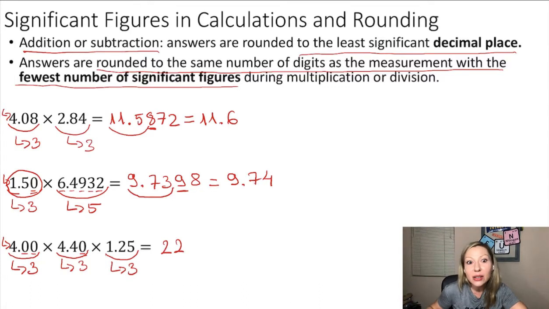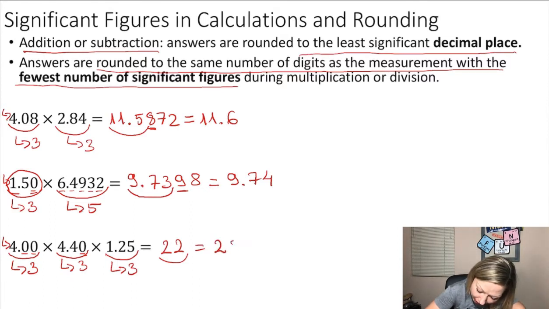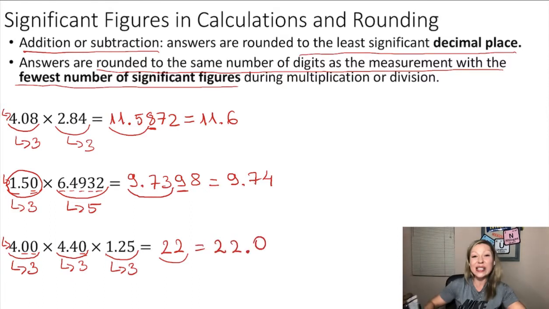Now, how many sig figs do I have in 22? It's only 2, right? So I need to add an additional significant figure. In order to do that, I have to add a decimal place and a 0 after it. Now my answer is correct with 3 significant figures.